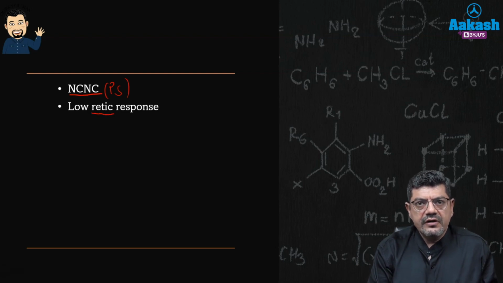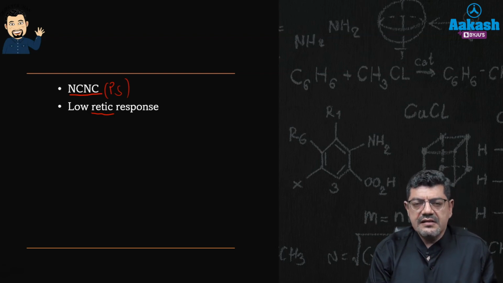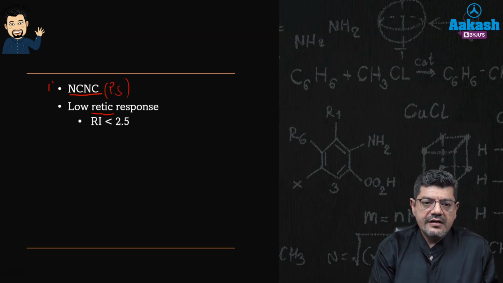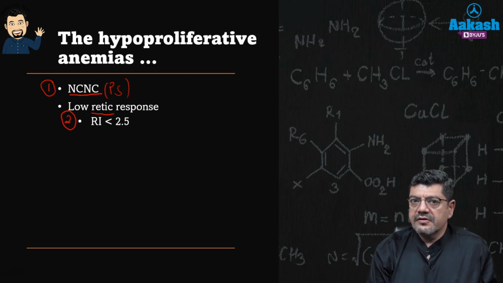Retic is short for reticulocyte. And how do you objectively measure that? A reticulocyte index of less than 2.5. I'll just explain what reticulocyte index also means. So when you have these two criteria met, a normochromic normocytic anemia and a reticulocyte index of less than 2.5, you're dealing with the group of anemias called hypoproliferative anemias.